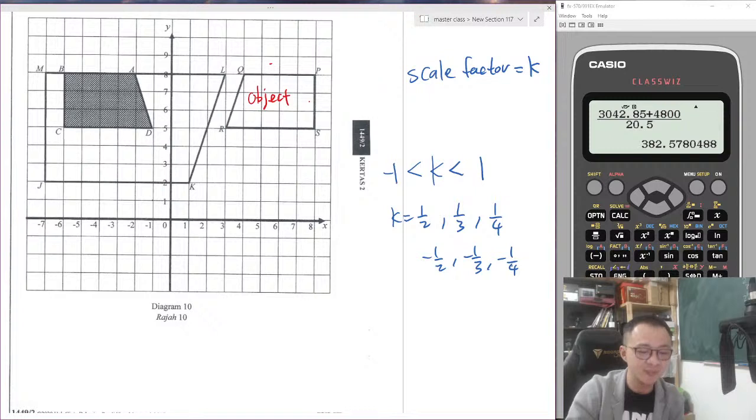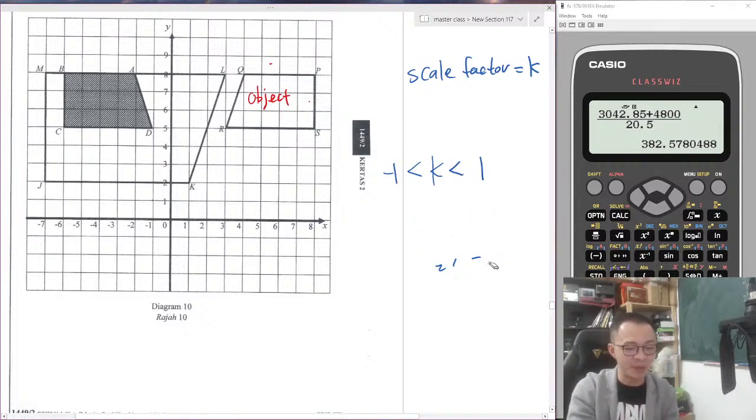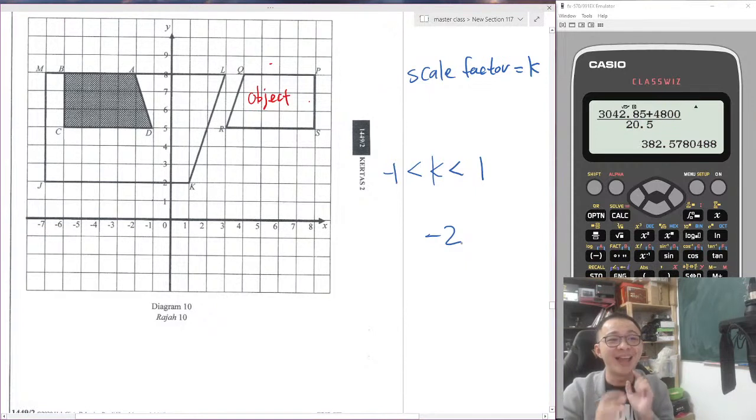Okay? First thing is you need to know, because some students will think the image becomes smaller because of negative. So the student will tell you -2 means the image becomes smaller. No. As long as the scale factor is bigger than 1 in magnitude, the image definitely becomes bigger.